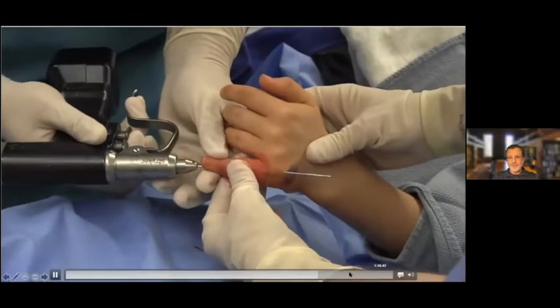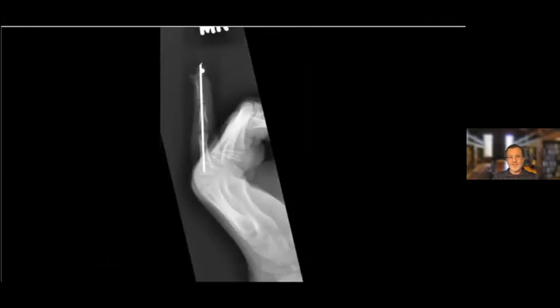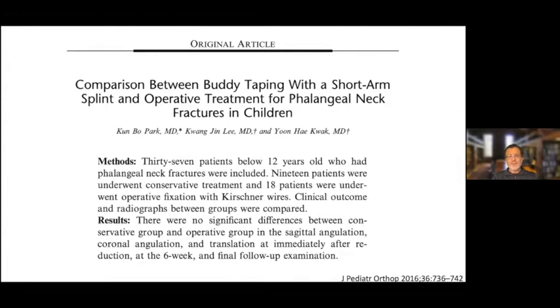I'm going to forward a little bit in the interest of time. There's your reduction. All right, so that's easy enough, right? You pin them because they don't remodel because there's no physis there, and we kind of know that that's really not true anymore.